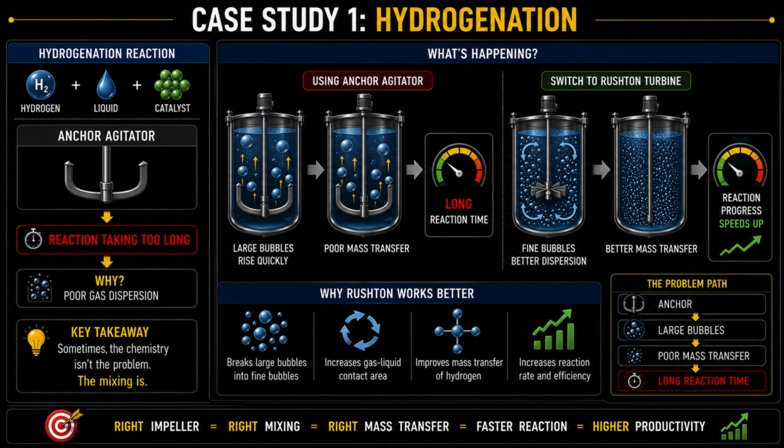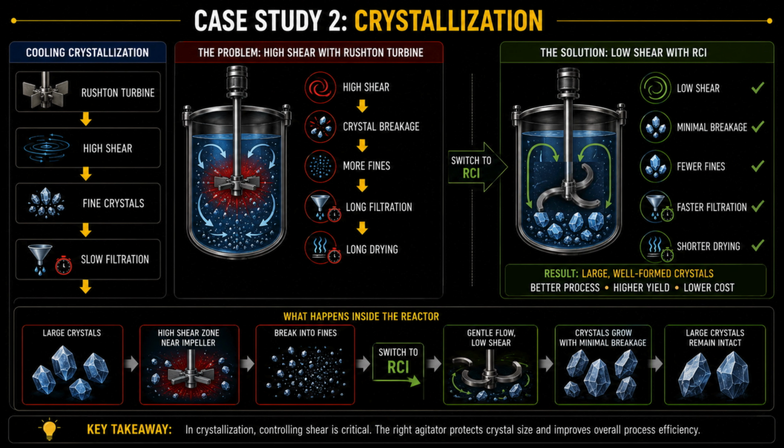If an anchor agitator is used, it provides very little gas dispersion. Large hydrogen bubbles rise quickly to the surface without dissolving efficiently into the liquid. As a result, gas-liquid mass transfer becomes the limiting step. Replacing the anchor with a Rushton turbine creates much finer gas bubbles, improves hydrogen dispersion, and significantly increases the reaction rate. Sometimes, the chemistry isn't the problem. The mixing is.